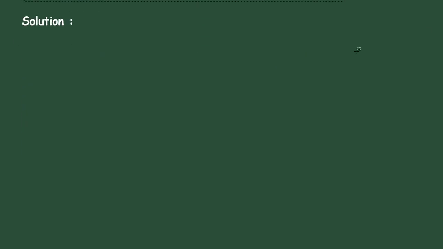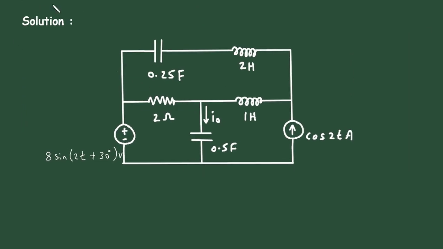Now, as we can see, it is in time domain. So, we will convert this into its equivalent phasor domain. Convert time domain into phasor domain.